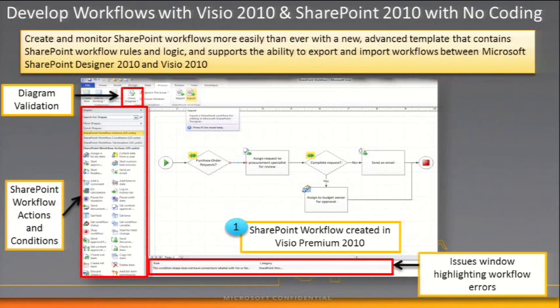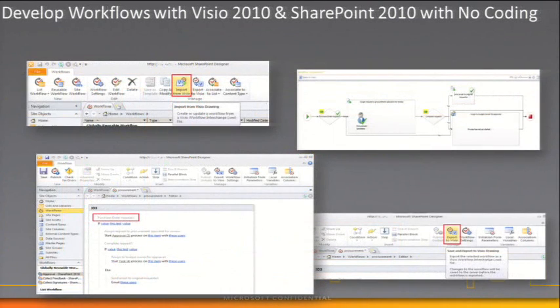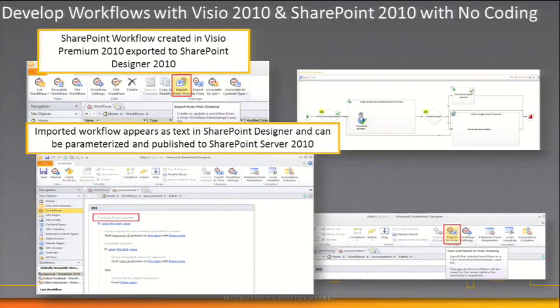Again, with the SharePoint workflow, all the actions and conditions are supported, just like what you'd see in SharePoint Designer. And when you're ready, you simply export this diagram directly to SharePoint Designer, because you don't set up your parameters in the Visio diagram. You're just basically flowing out what the workflow looks like. And then once you get this into SharePoint Designer, you go ahead and you import it. You go ahead and you add parameters to all the actions, all the conditions.